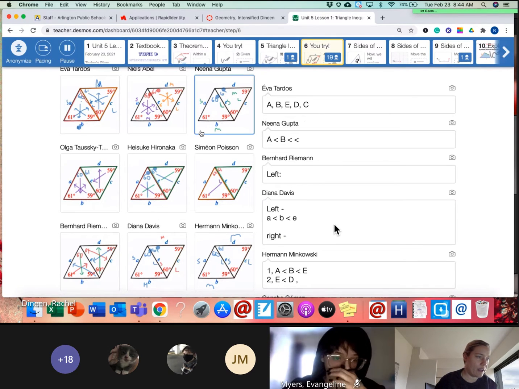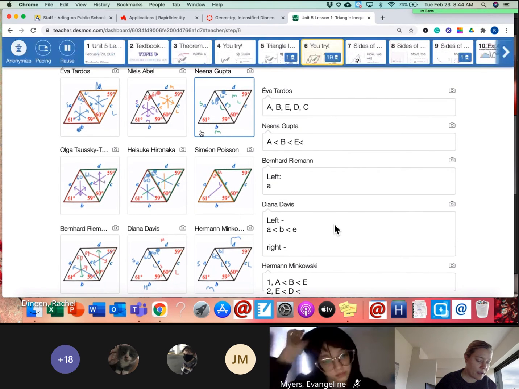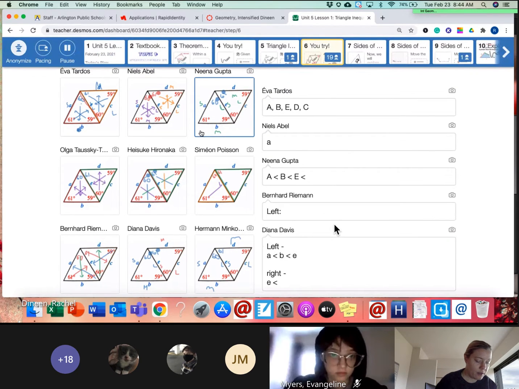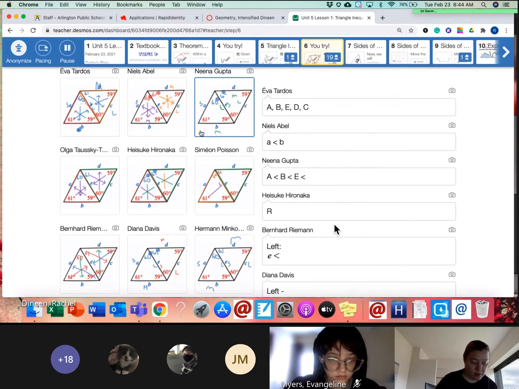All right, I like all the diagrams that I see. I like all the labeling that I see. Very good. From top of my head, I cannot remember what the answer is, so I have to look it up.